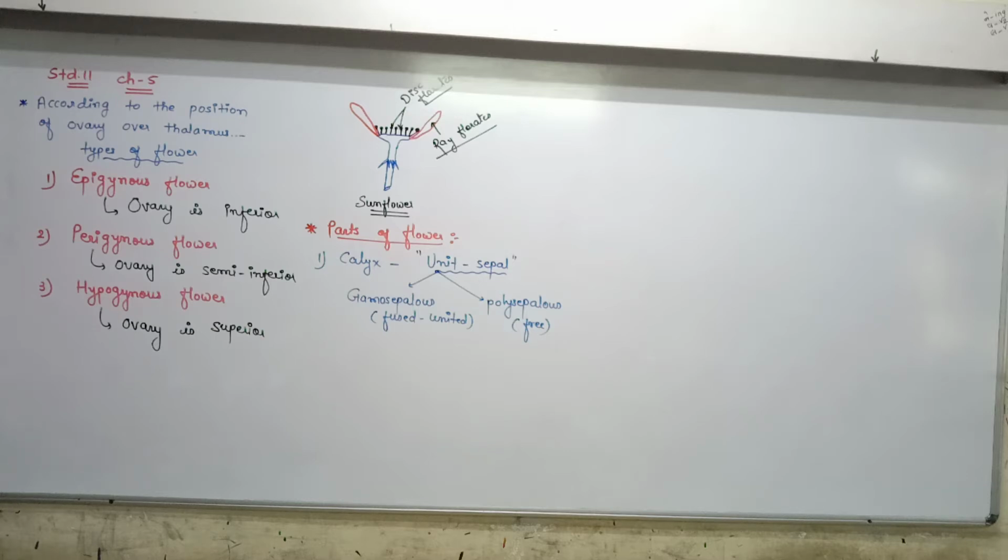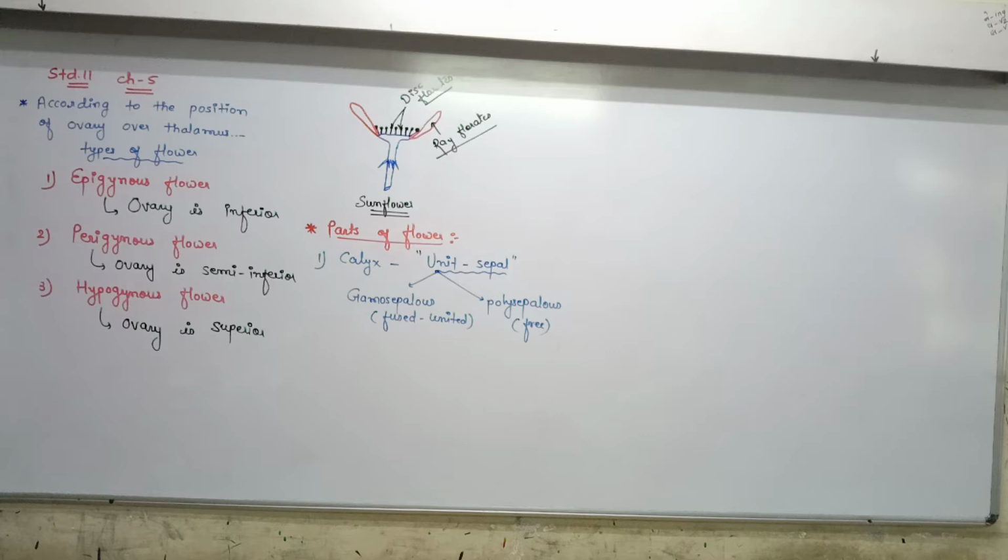So read the calyx information from the textbook. Calyx is the outermost wall of the flower and its members are known as sepals. Generally sepals are green, leaf-like and protect the flower in the bud stage. Calyx may be gamosepalous, that is sepals united or fused, or polysepalous, free sepals.